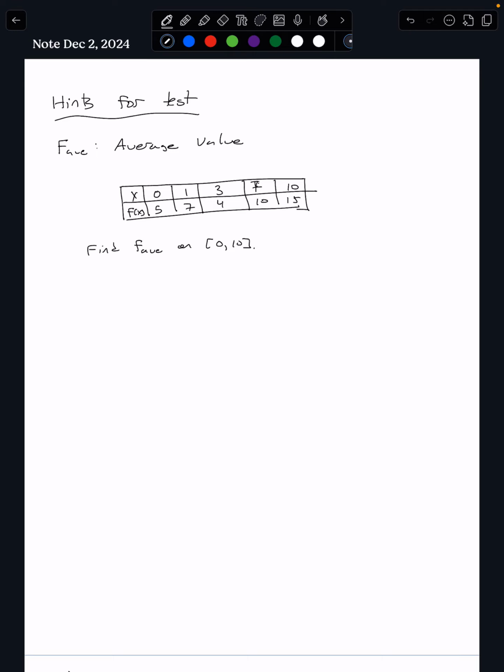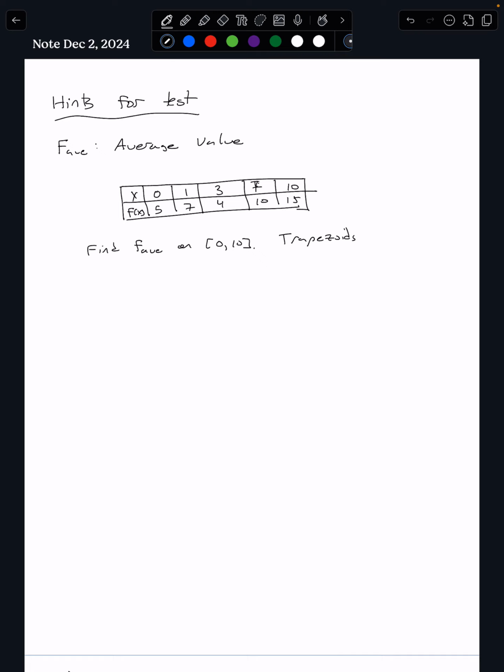Hey, just thought I'd give you a couple little hints before our test tomorrow. The first thing we take a look at is average value. So let's say we want to find the average value of this table here on 0 to 10. And let's say we want to use trapezoids. Now, they're going to tell you either trapezoids or Riemann sums. So we want to find the average value.